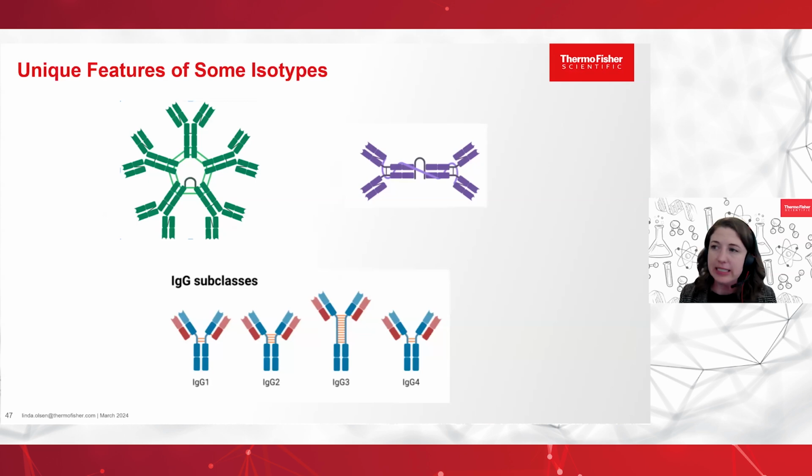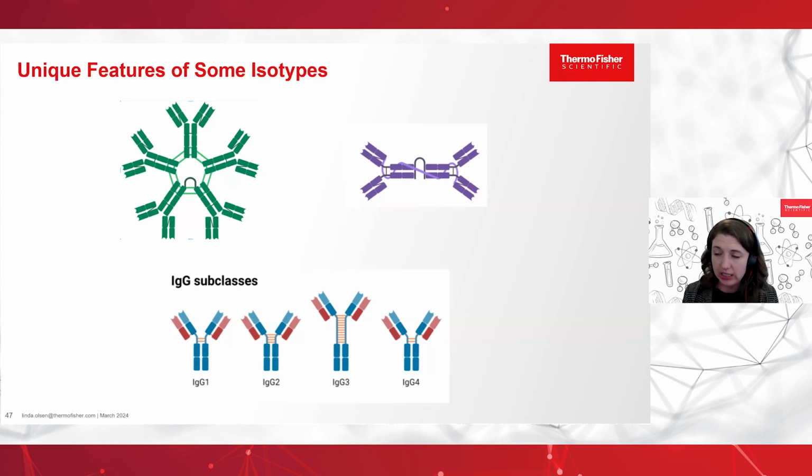Additionally, a few of the isotypes have some unique features. IgM occurs in a pentamer with 5 subunits. These are very effective at activating complement because of their larger size. It only takes one IgM molecule to activate complement.